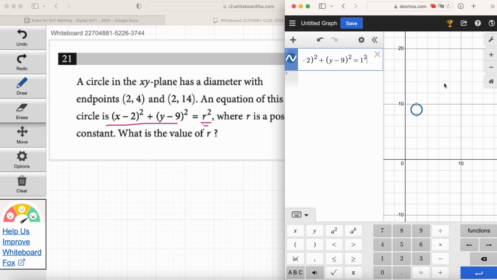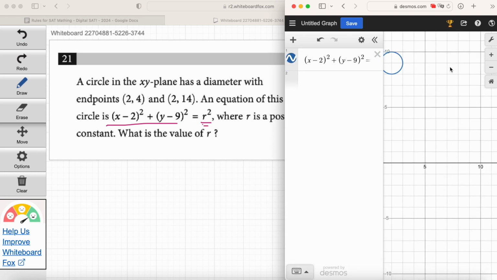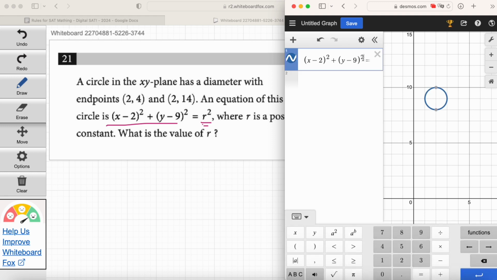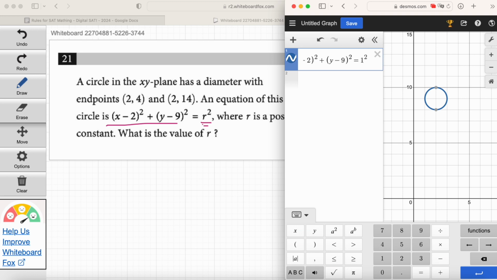Okay? We'll just start with 1, see what happens. All right, does that give us a diameter with endpoints (2, 4) and (2, 14)? Maria? No. No, not even close. So that's not going to work. Those points aren't even on that circle.